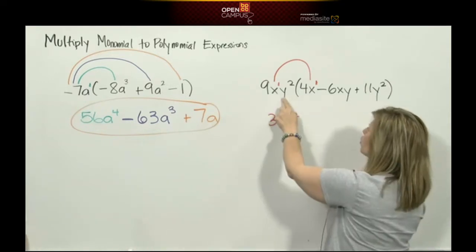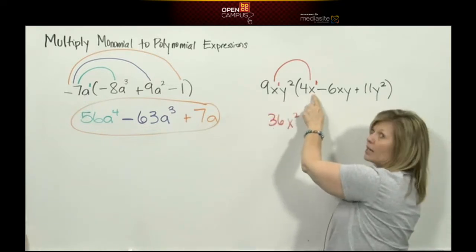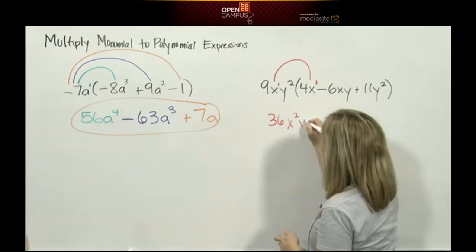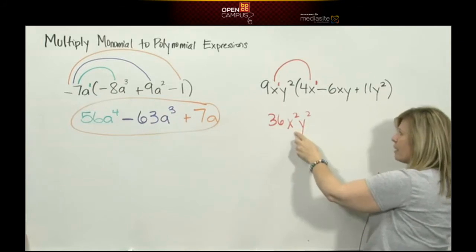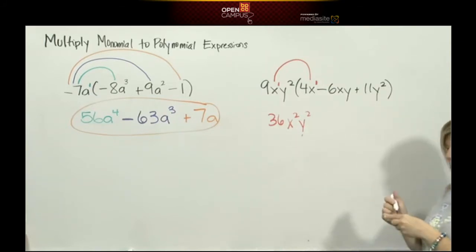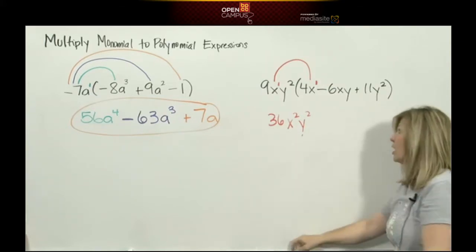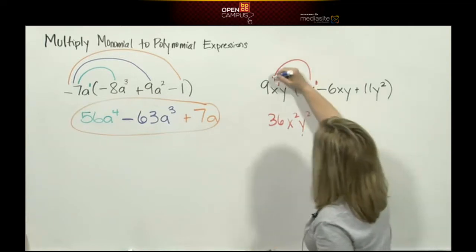Now, there's a y squared. There is no y in this term. So we just bring that down, because it has nothing to multiply with. That's a monomial. It's all connected by multiplication. Are we done? Nope. Let's make our next rainbow.